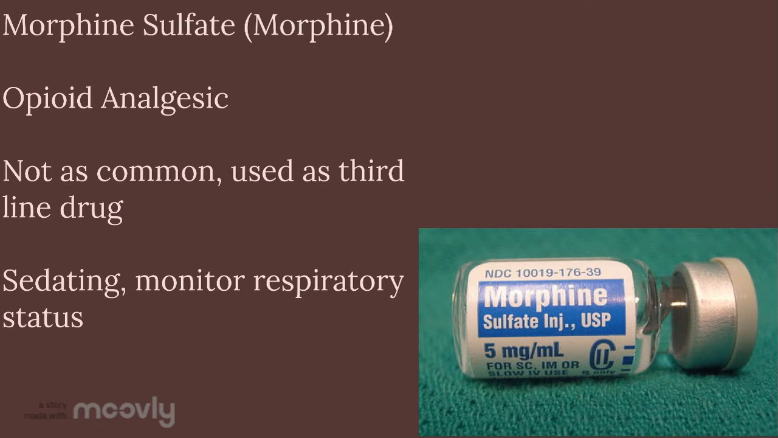Third is morphine sulfate, or just morphine. Again, it is an opioid analgesic. It's not as commonly used in the burn patient, typically as a third line drug or a combination of more opioid medications. And again, it is also sedating, so please monitor their respiratory status. Again, having to do with oxygen saturation, respiratory rate, and the coloring of the patient's skin.